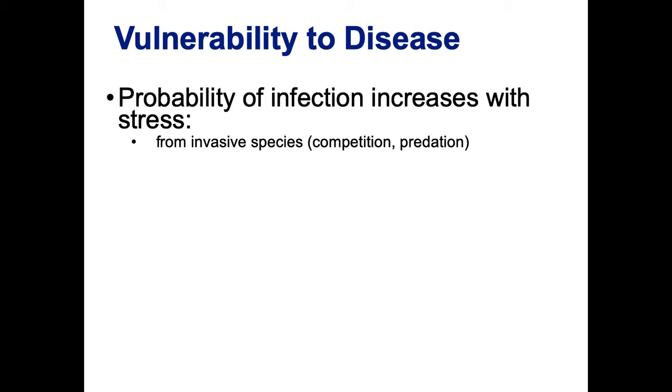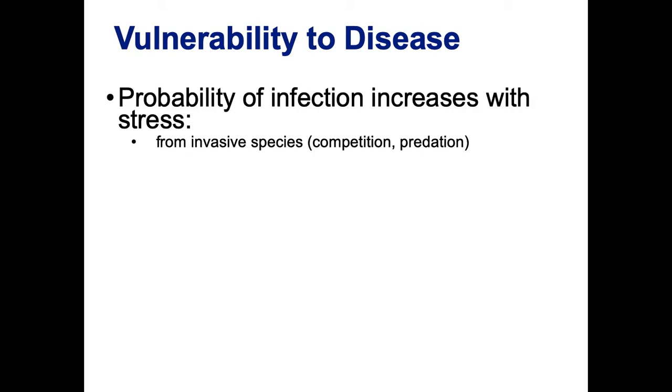So vulnerability to disease depends on a lot of different factors, and probably a lot of you know a lot more about disease than my previous classes have, having now lived through this pandemic. You probably understand disease ecology a lot better than people have previously. So we know that the probability of infection increases with stress. You know that probably from your own life. When you're really stressed out, when you're not taking good care of yourself, you're much more likely to get sick, get a cold, get the flu. And that's true for wildlife as well.